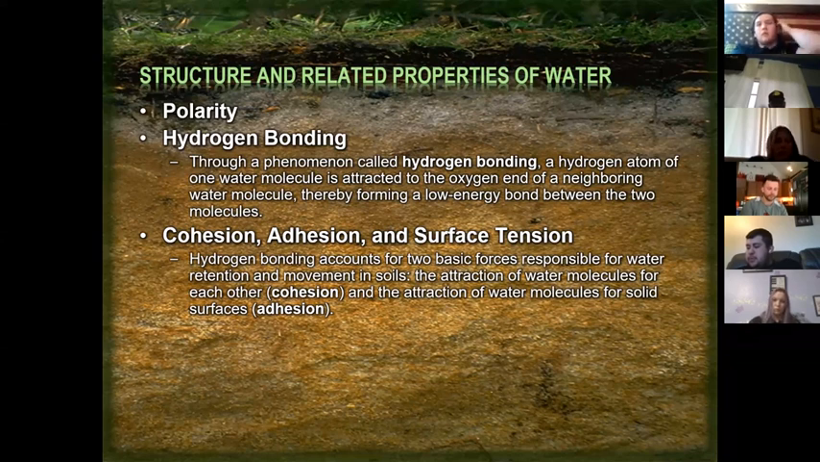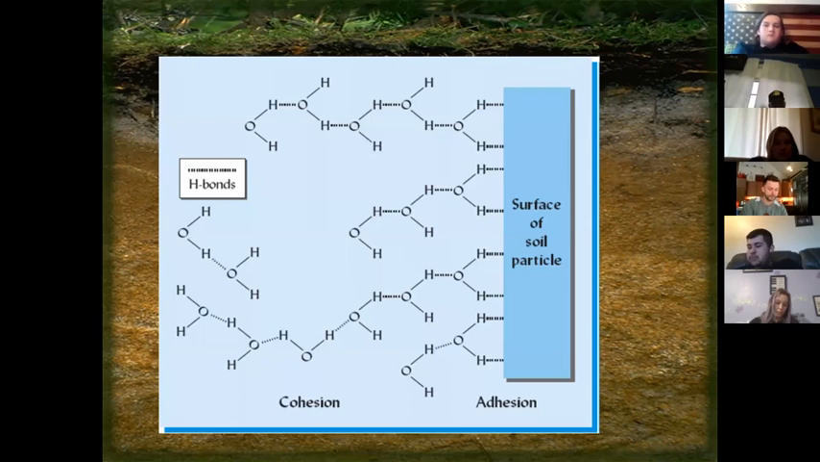Okay, let me advance the slide here. I just showed you the same thing right here. When we have water particles that are attracted to other water particles, so here's a water molecule right here, and it's attracted to this one through this hydrogen bond, this is what we call cohesion. Cohesion is the attraction of one water molecule for another water molecule.